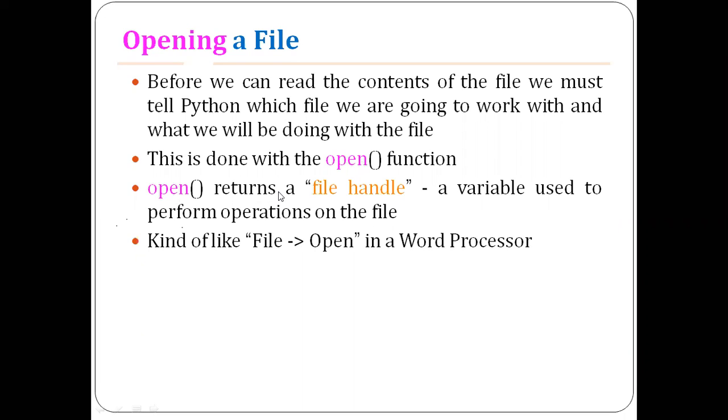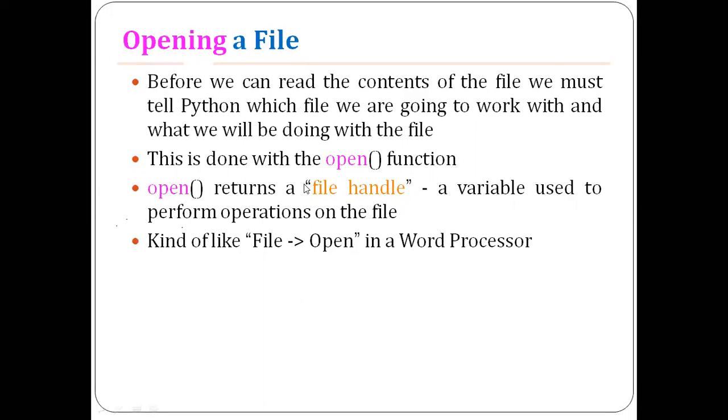Once the open function is done successfully, meaning the file exists and you are able to open it, it will return a handler. We call it the file handle, a variable used to perform operations on the file. It is a file handler, also a pointer pointing to the open files, right? It is something like opening the file in a word processor, like file one open.